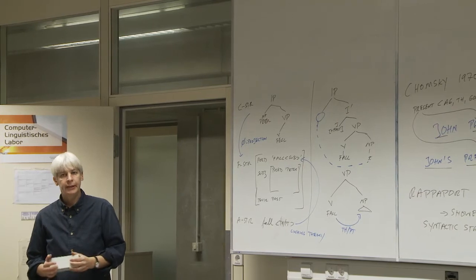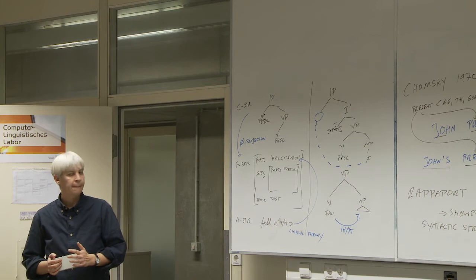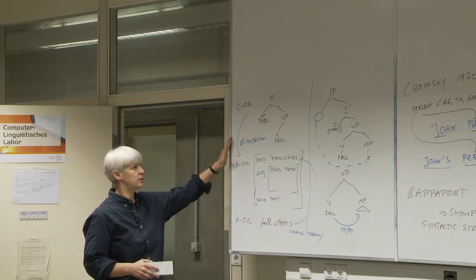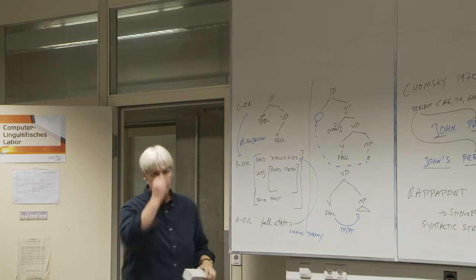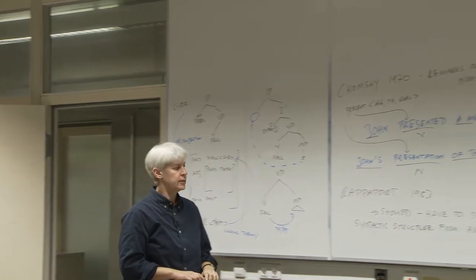Questions about that? So LFG really has 3 basic representations: the argument structure, F structure, C structure. And other theories tend to have 1, and they tend to do it via derivational steps.